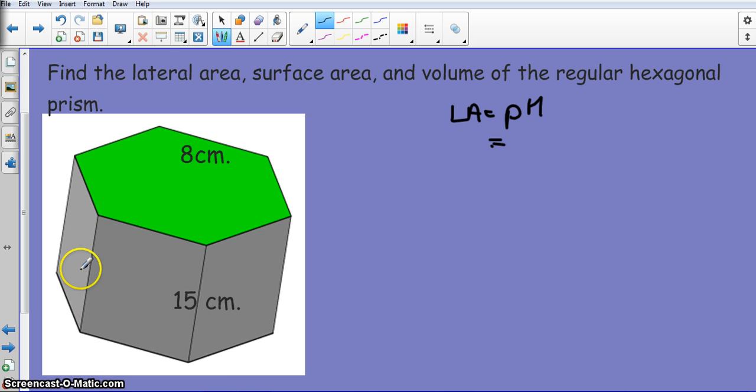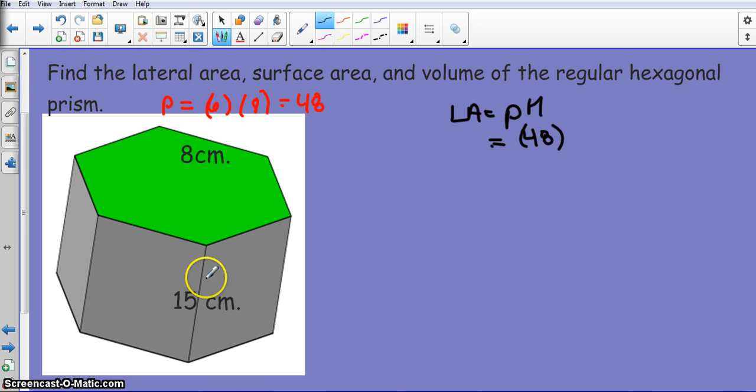The lateral area is the perimeter of the base times the height. So let's look at our base. Our base is 8 centimeters per side, and there are 6 sides. So the perimeter, I'll just jot that down over here, is 6 times 8, which is 48. So the perimeter of our base is 48. So we're going to plug that into the formula at 48.